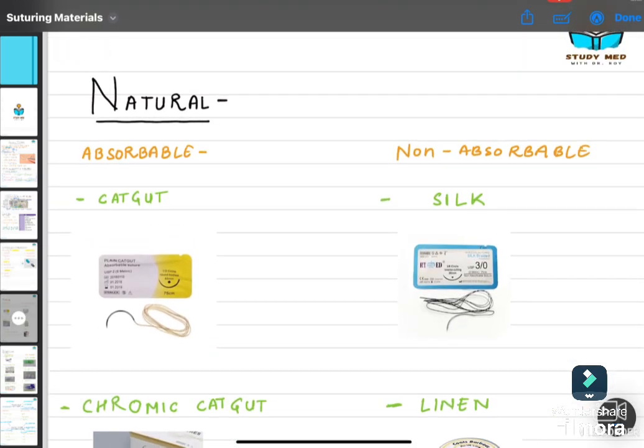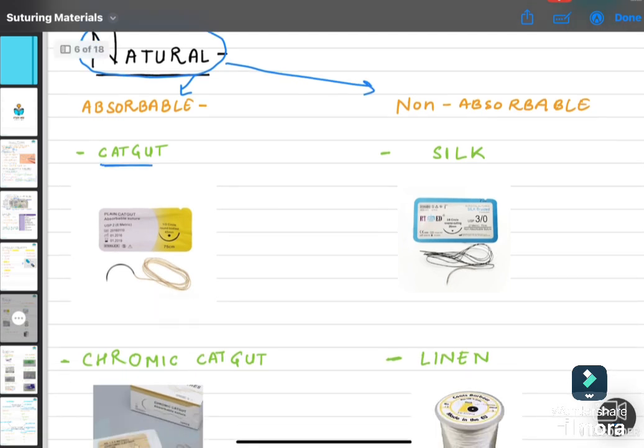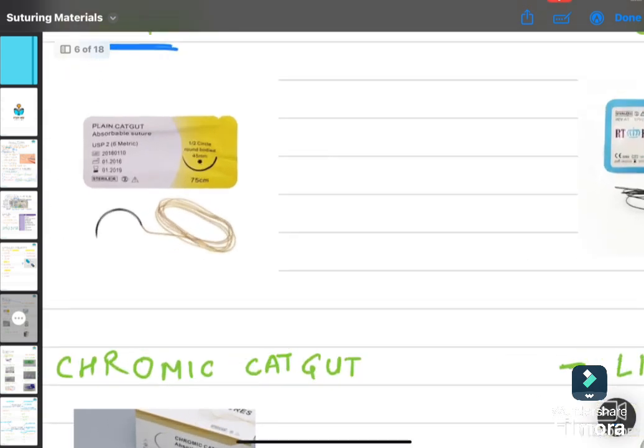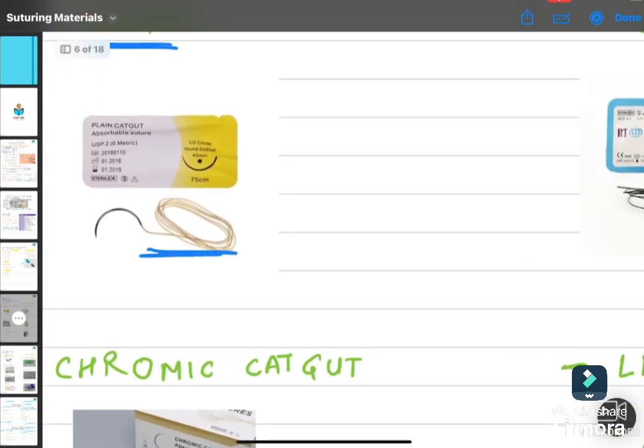So now natural sutures. The suture material based on the sources, the natural ones, there are two types: absorbable and non-absorbable. Absorbable sutures, catgut, is the first example. You can see in the diagram, this is plain catgut. This is the needle. This is round bodied. This is suture length. This is half CRB. Absorbable suture. This is USP 2, like the numbering we have already seen.